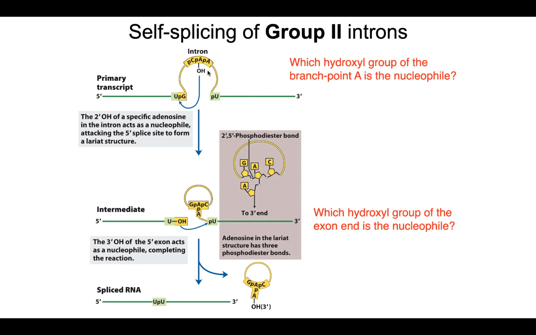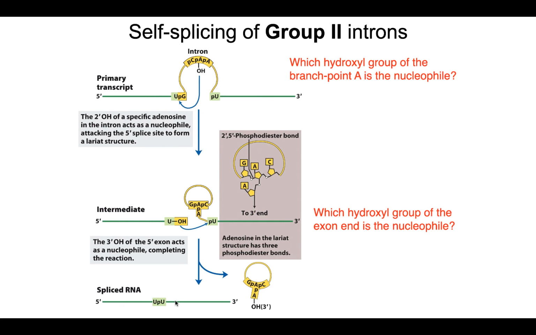And now that's going to form a lariat structure, this structure here. The 3' end of that exon now is going to be the nucleophile that attacks the phosphodiester bond between the end of the intron and the beginning of the next exon, releasing that lariat and leaving the two adjacent exons spliced together.